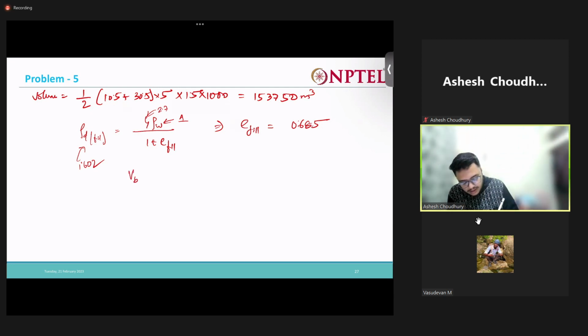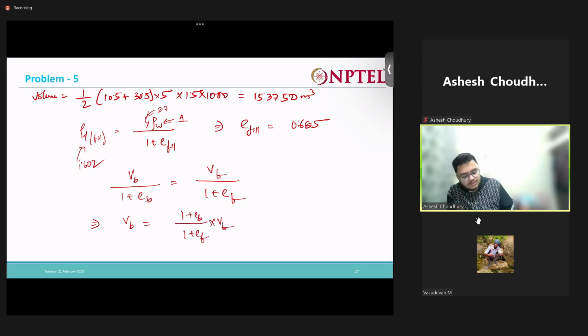So we can write volume of borrow pit by 1 plus e borrow equal to volume of fill by 1 plus e fill, because my volume of solids is constant. From here I can write volume of borrow is equal to (1 plus e borrow) by (1 plus e fill) into volume of fill. So you know all the values.